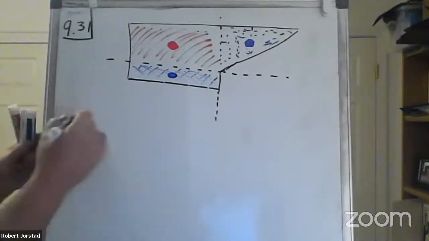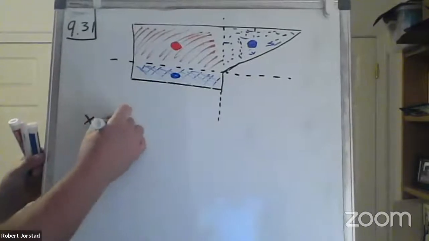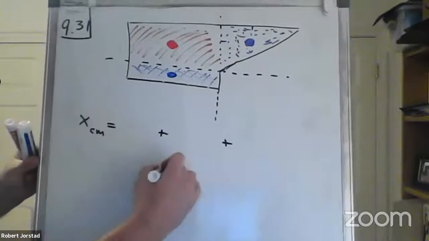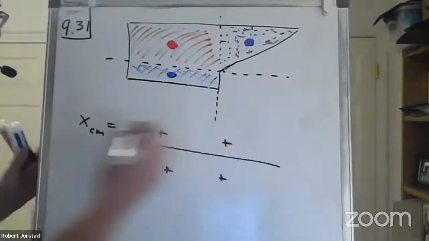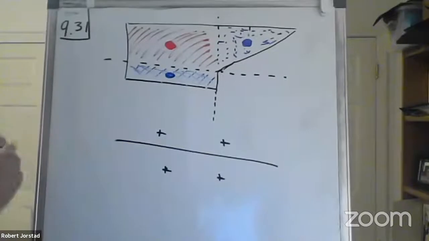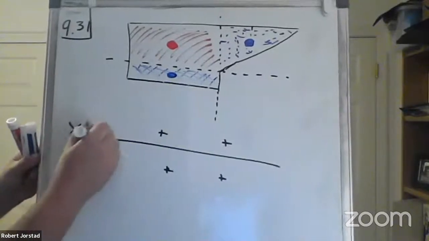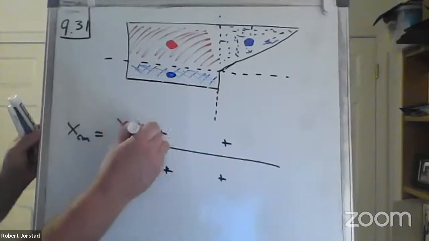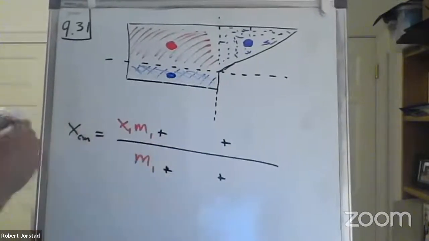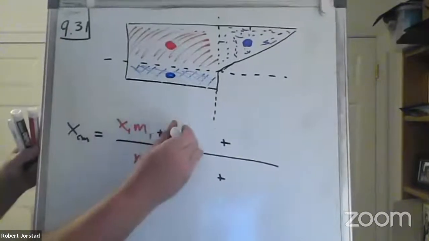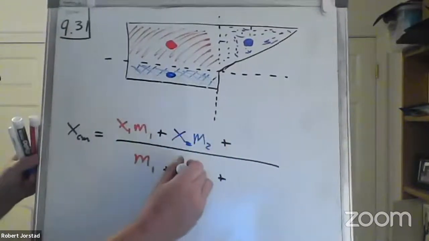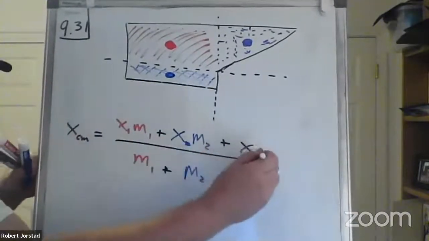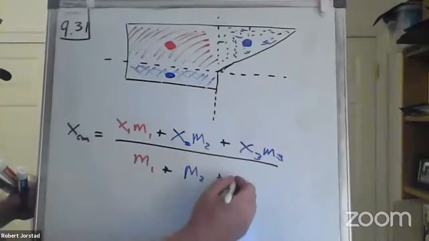All right, so we're going to do this. X center of mass equals, let me scoot this over a little bit. I need X1, M1. I need M1 in the basement. X2, M2. I need M2 in the basement. And X3, M3. We have three pieces. We're going to split it up. We need to do this trick again.